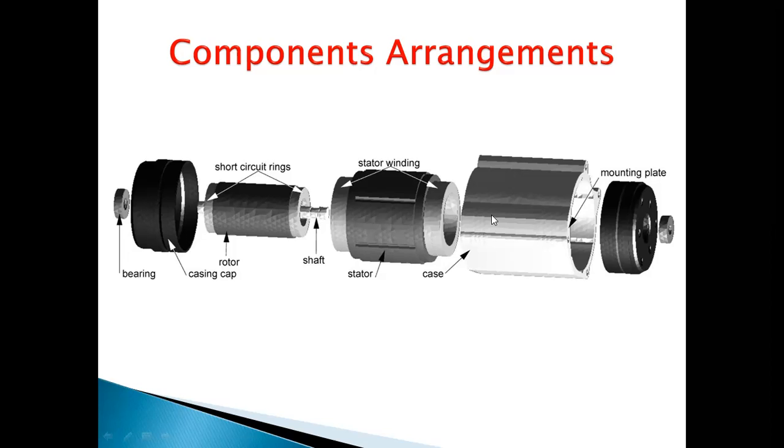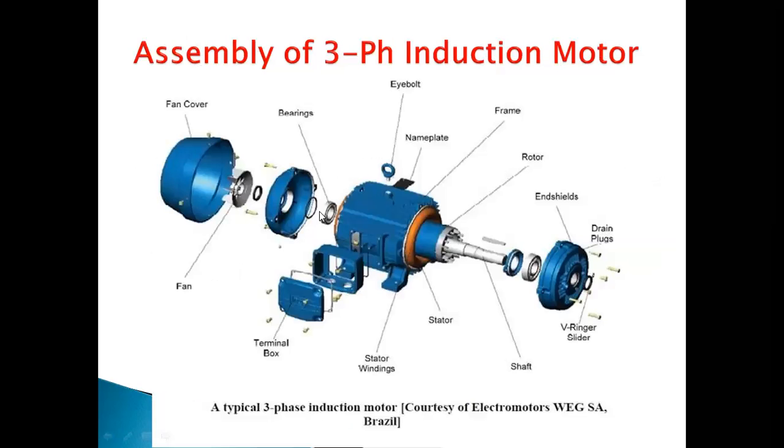What is there after the casing cap? Here there is a mounting plate, so it will be working as an outer covering, so it will also be a stator frame. After that, there will be the stator winding. In that, you are supposed to put the rotor, and inside the rotor there is a shaft. So these are the components.